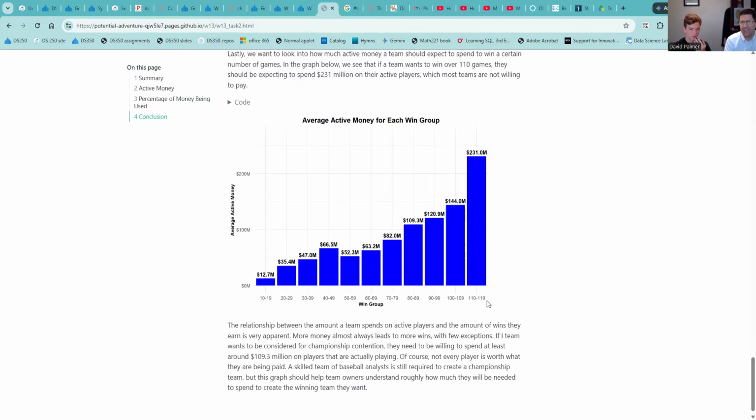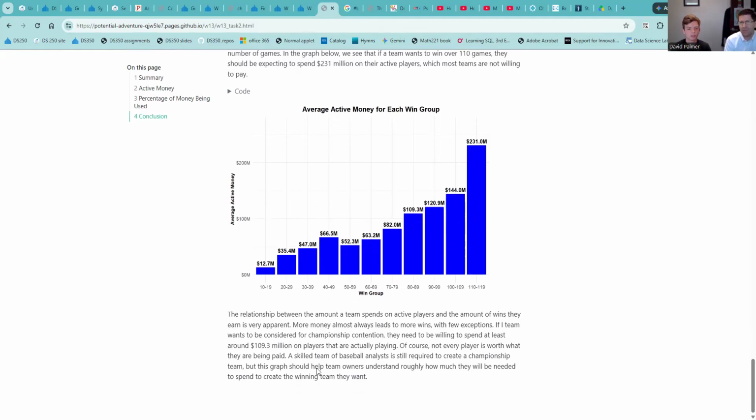Because of this, it's important to realize that you still need a skilled team of baseball analysts to win a championship. Not every player is worth what they're being paid, so you still have to analyze and decide where to spend your money. But spending more will generally give you more wins every time.